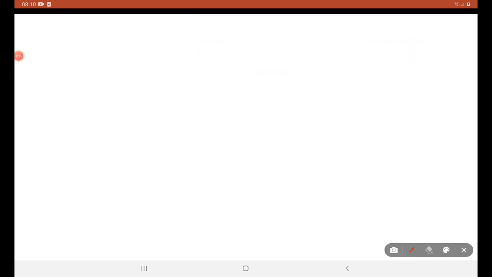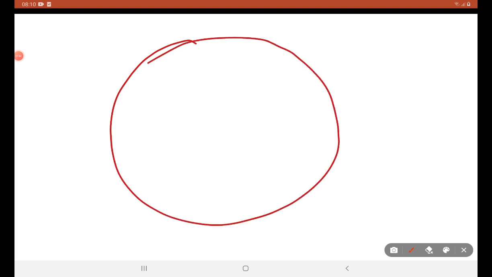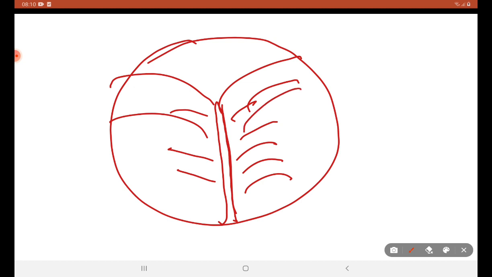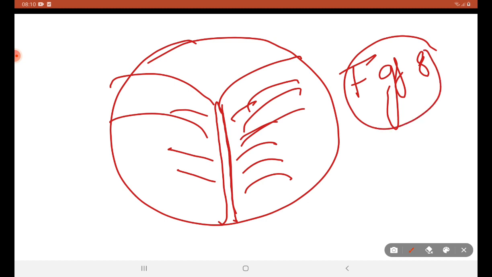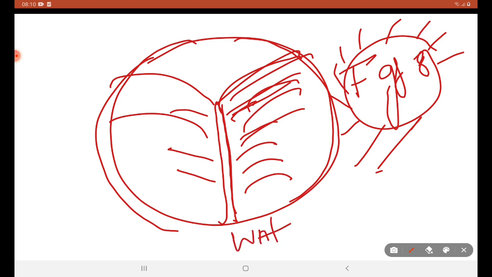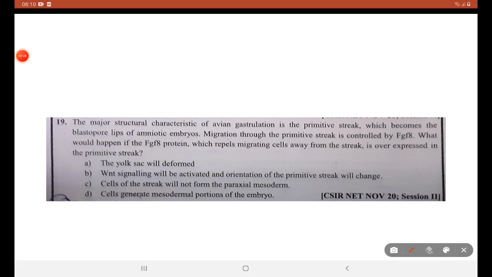So in case of chick, the primitive streak is formed here and the cells start migrating towards the periphery. The migration is controlled by FGF8. If this FGF8 is overexpressed more than normal, all the cells will start to migrate towards the periphery. This will be controlled by activation of WNT signal. This is the concept. Now coming back.